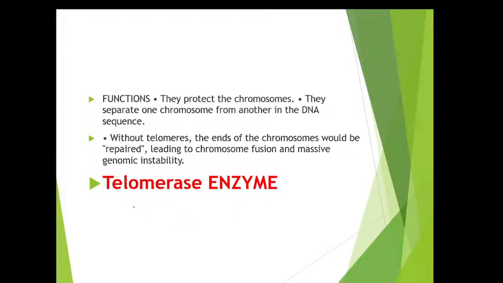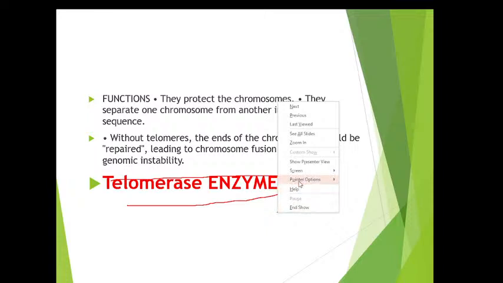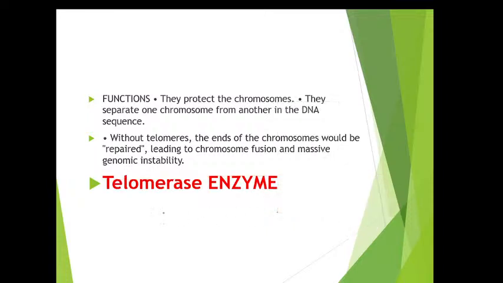Then coming to the telomerase enzyme. What is its importance? Telomere and telomerase are very important. The telomeric sequence is maintained by this telomerase enzyme, and it is a very unique enzyme. The telomerase enzyme helps in maintaining the integrity of the tip of the telomere. So that is the function of the telomerase enzyme. Telomere is the tip of the chromosome; centromere is the center of the chromosome.